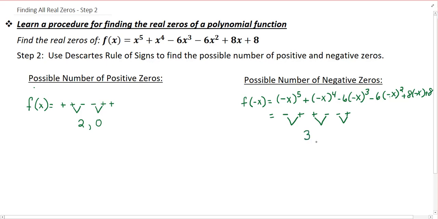So what this means is there's possibly 3 negative zeros, or you have to keep subtracting off 2. So if I subtract off 2 from 3, that brings me down to 1. There could be 1 negative zero. And then I'd go to subtract off 2 again, but that brings me down to a negative value, and you can't have a negative number of zeros, so there's no use talking about that. So my possible number of negative zeros at the end of the day are 3 or 1.